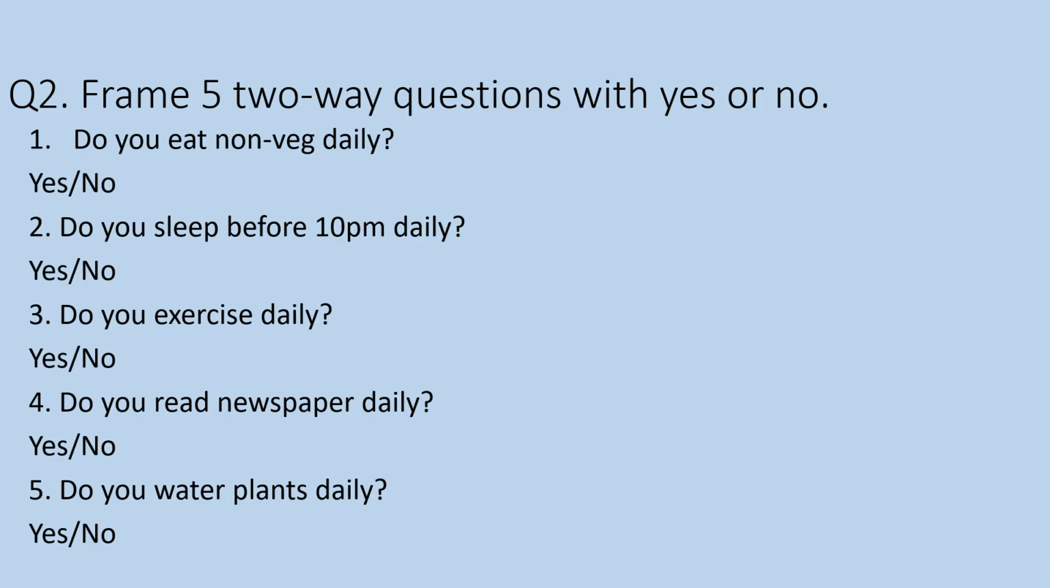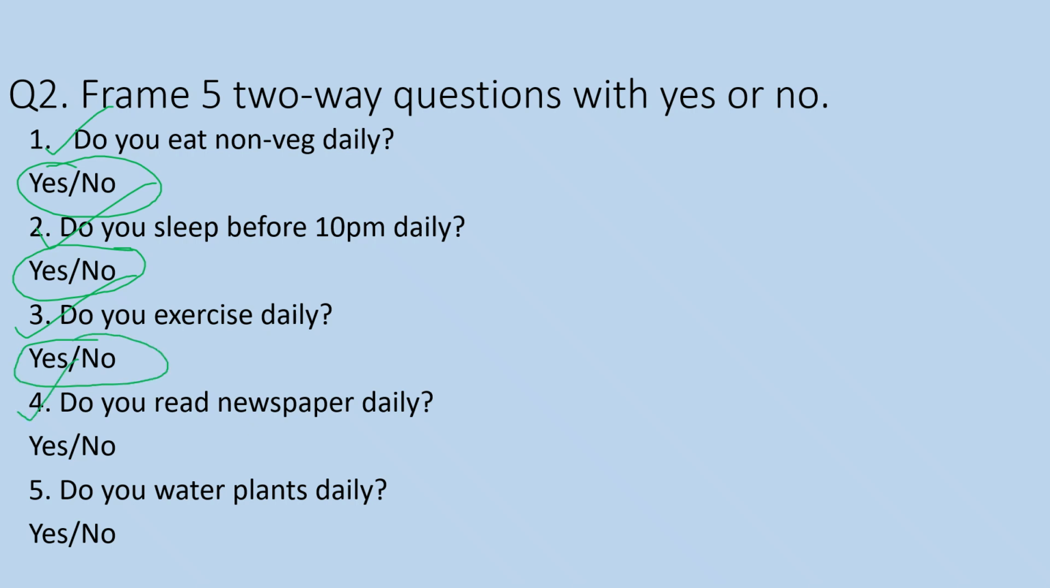The next question is: frame 5 two-way questions with yes or no options. So these are the 5 questions we can use. The first: do you eat non-veg daily? Here the options can be yes or no. The next: do you sleep before 10 p.m.? Again the options can be yes or no. The third: do you exercise daily? Again the options can be yes or no.